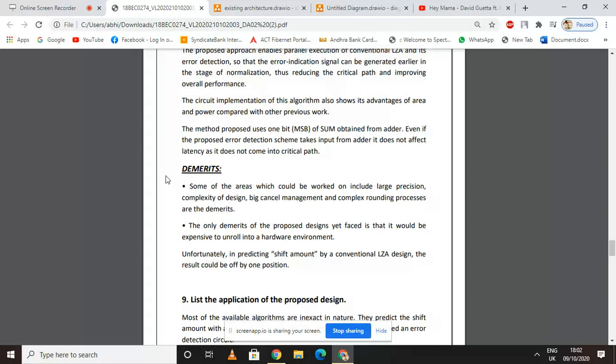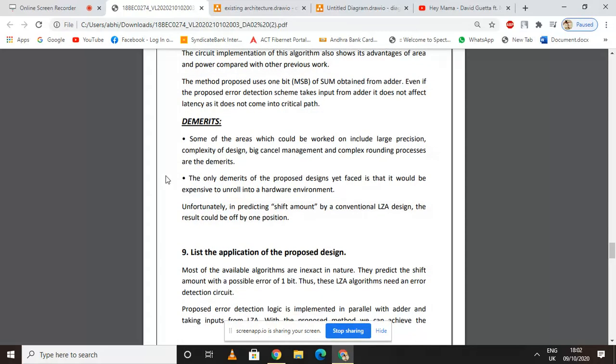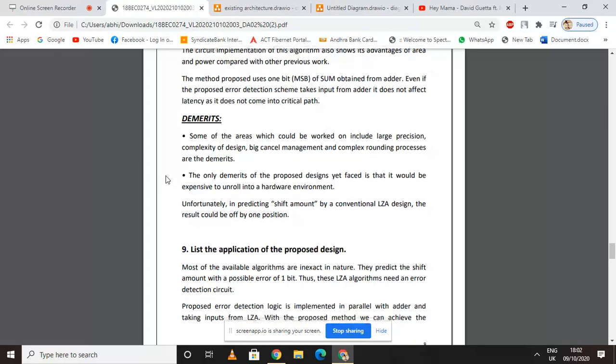So coming to some of the demerits, some of the areas which could be worked on are the large precision, complexity of design, bit cancel management, complex rounding process. The only demerits of the proposed design yet faced is that it would be expensive to unroll into hardware environment. And unfortunately, in predicting the shift amount by conventional LZD design, the result could be off by one position.